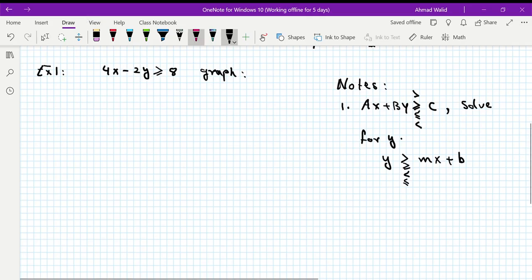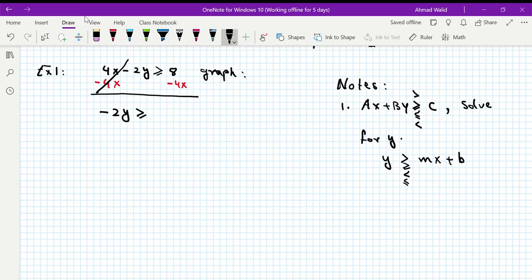To solve this inequality, the first thing that I want to do is to solve it for y. I have to move x to the other side. It means I have to add the opposite of x, which is negative 4x, to both sides, right? These are the steps. These two cancel out. Negative 2y greater equal negative 4x plus 8. Now we divide both sides by negative 2. Then we end up with y.